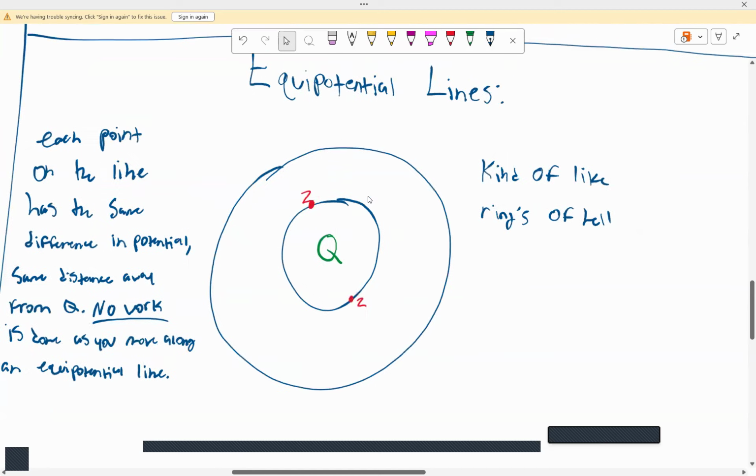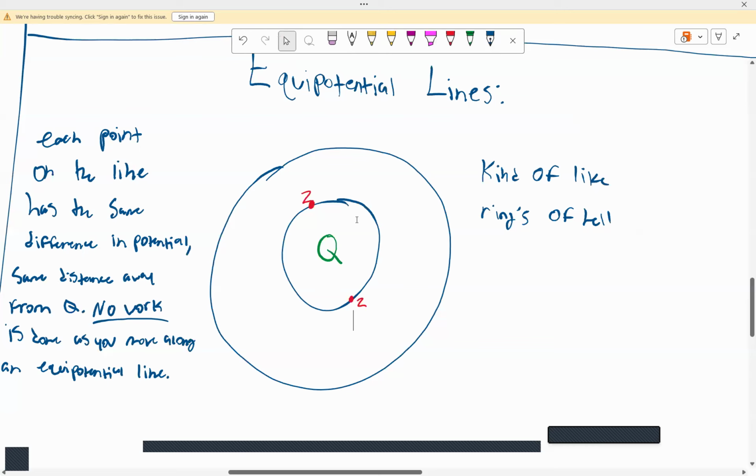I like to think about this, I don't know why, like Dante and the rings of hell. If someone's in one ring of hell, they did a crime equal in proportion to another person that is in the same ring of hell.